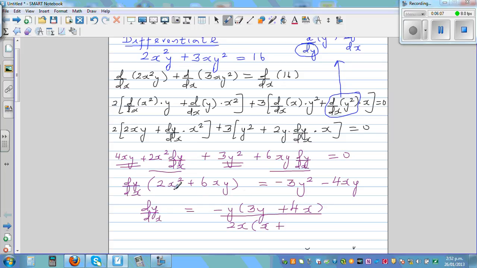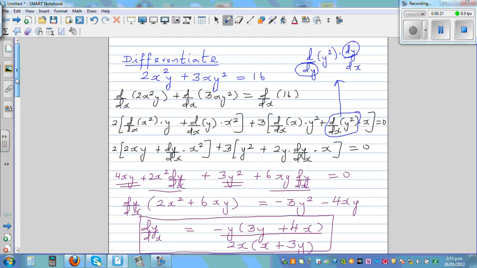So if you factor out 2x, you have 2x plus 3y. So this is your final answer. Your derivative is this. So let us check this. Now there is a point, say, 1, 2 on this graph.